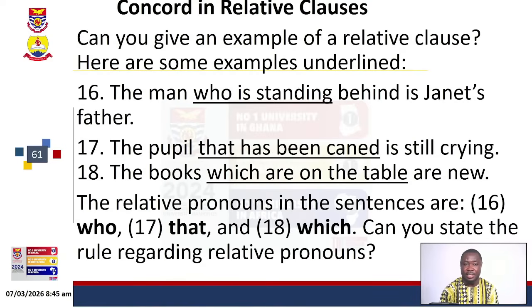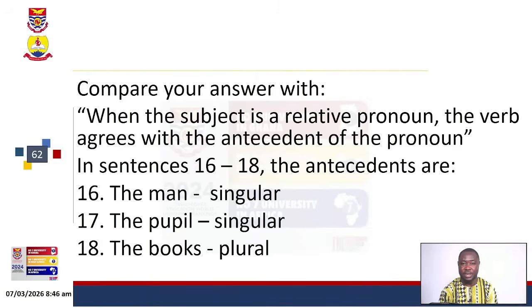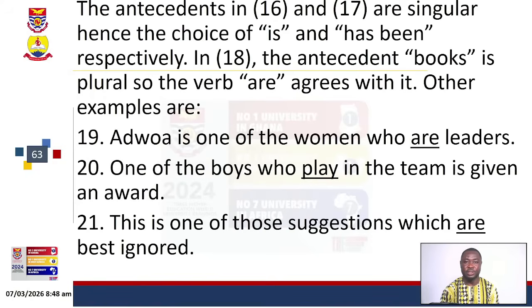In 18, the relative pronoun is which. Its antecedent is the books. That is why books is plural. That is why we chose the verb are. So the rule says when the subject is a relative pronoun, the verb agrees with the antecedent of that relative pronoun. And that is as simple as that. The man is singular, the people is singular, the books is plural. Good. So we have explained this already.